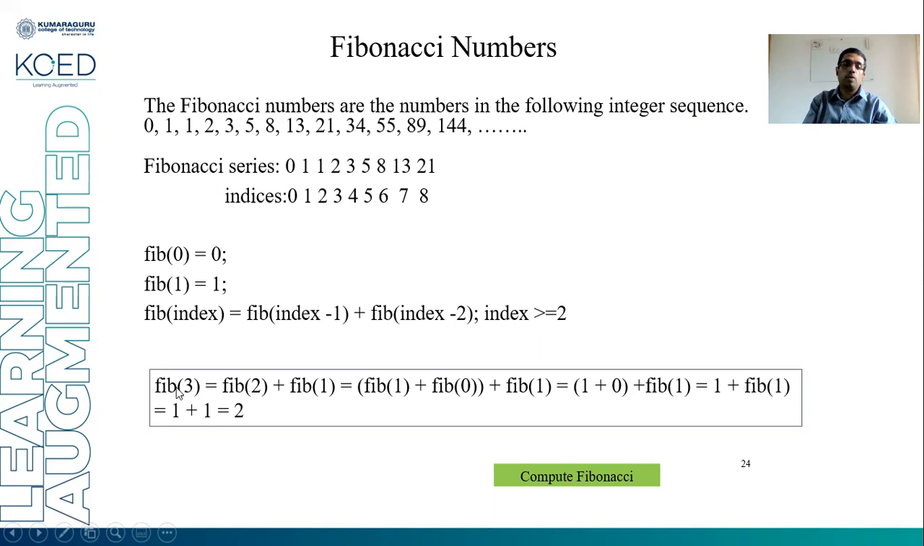So how do we calculate fib of 3? Fib of 2 plus fib of 1. Again, how to calculate fib of 2? Fib of 1 plus fib of 0, that is index minus 1, index minus 2. Fib of 1 is 1, fib of 0 is 0, plus fib of 1. So that is 1 plus fib of 1. Fib of 1 is 1, so 1 plus 1 equals 2. So fib of 3, the third term, is calculated in this manner using a recursive call.